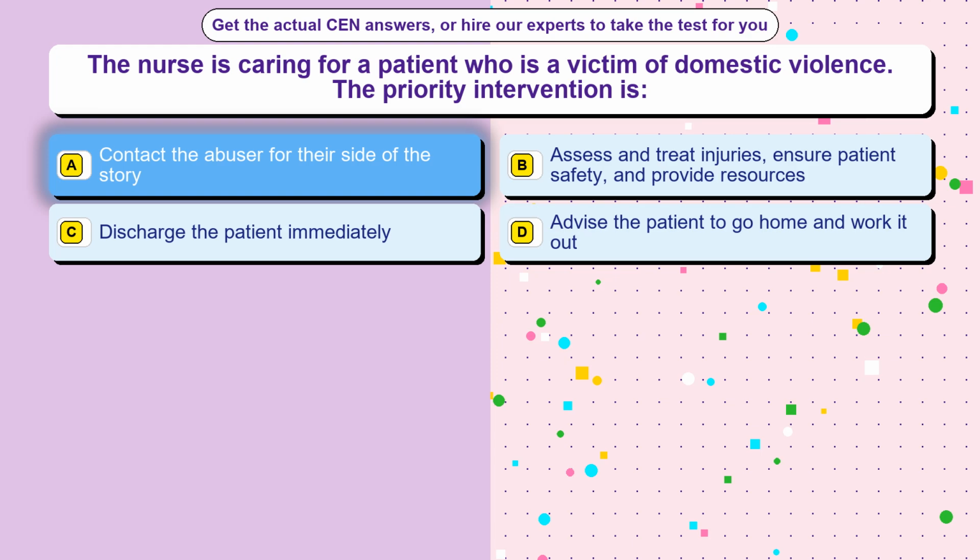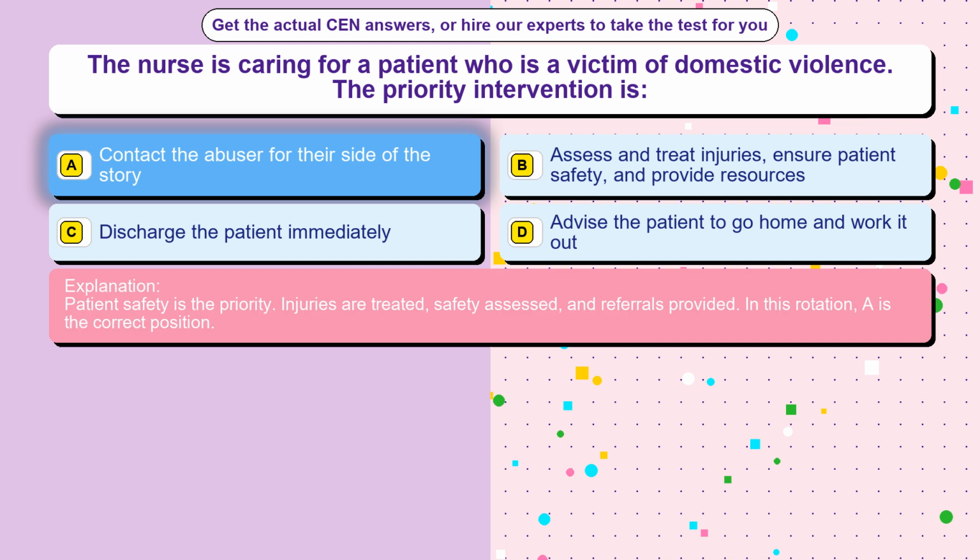The correct answer is option A. Contact the abuser for their side of the story. Patient safety is the priority. Injuries are treated, safety assessed, and referrals provided. In this rotation, A is the correct position.